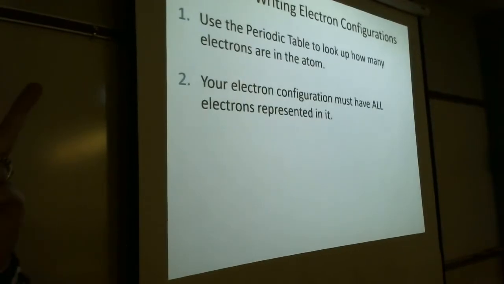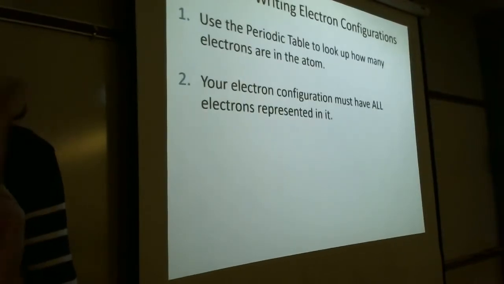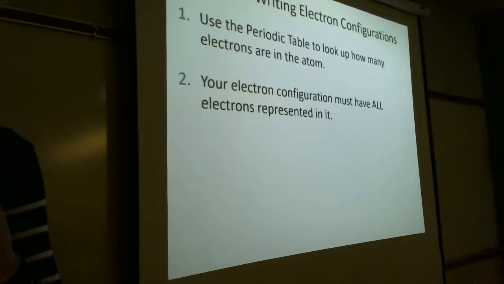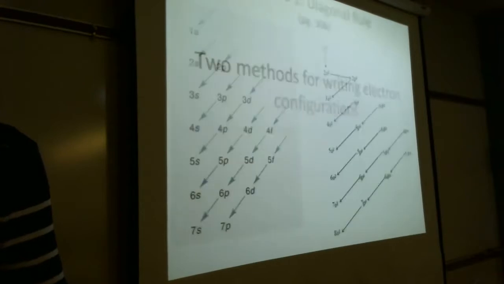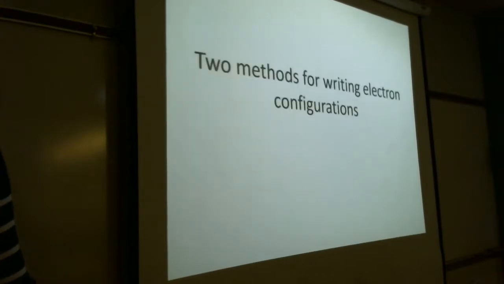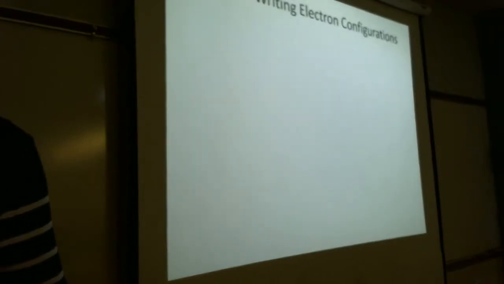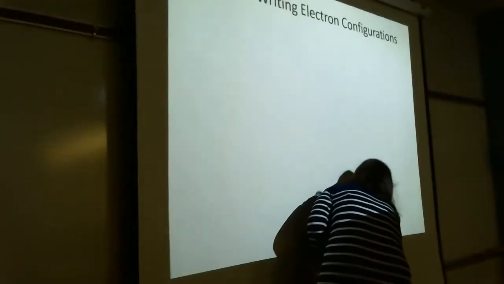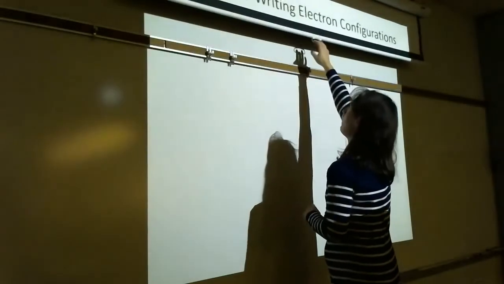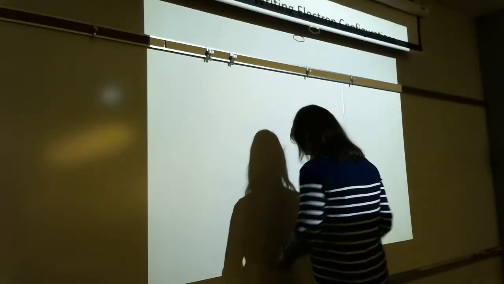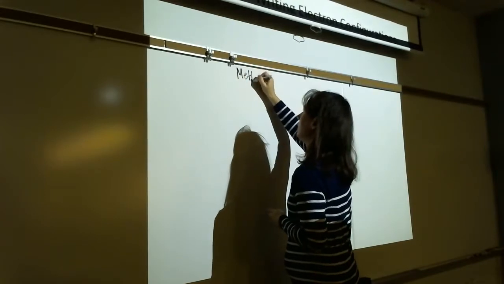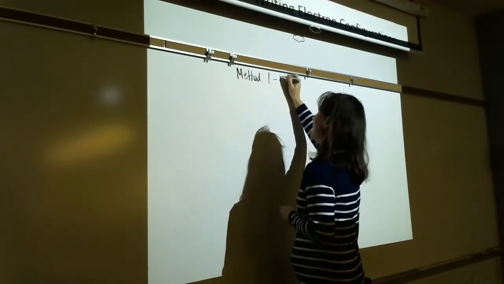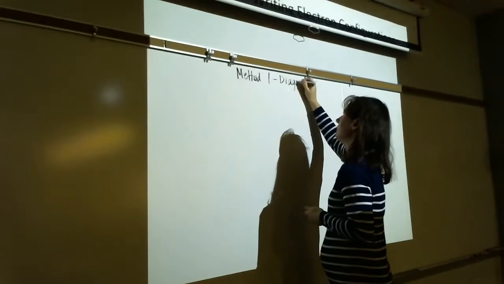So there are 2 methods for writing electron configurations. I don't care which method you use, whichever one makes you happy. So I'm going to show you both. And I'm actually going to just have the blank screen here. So method number one is called a diagonal rule.